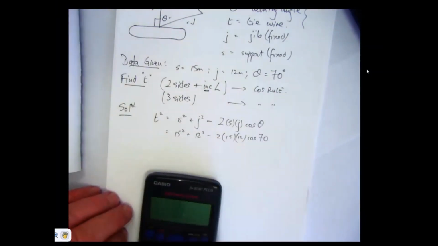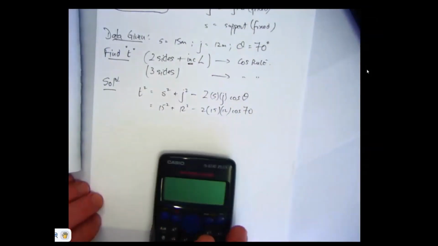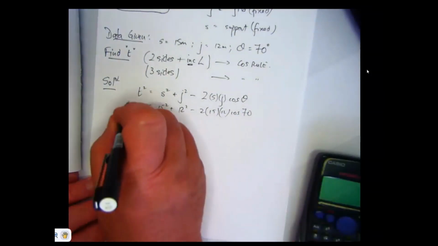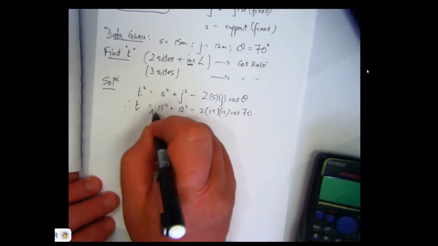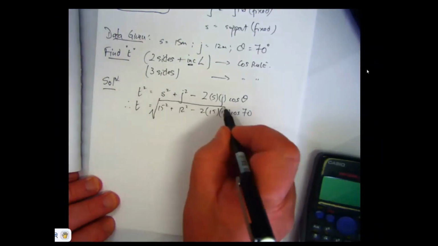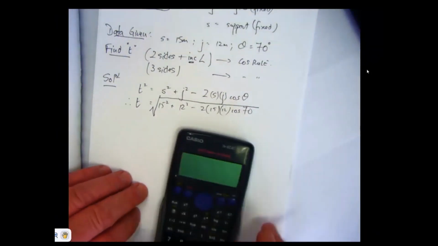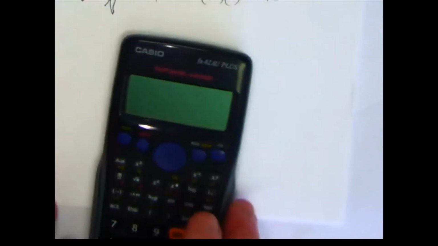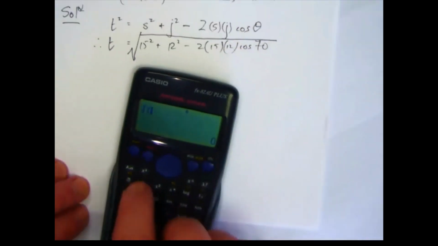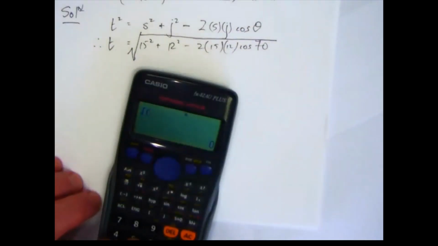Now you don't have to do this in parts. This is really good. You can do this in one fell swoop. So let me show you this. To get t equals the square root of all that. And your calculator is clever enough to be able to do that if you put it in the right order. So square root, notice it brings the bracket in. Here we go, 15 squared plus 12 squared minus 2 times 15 times 12 times cos 70.